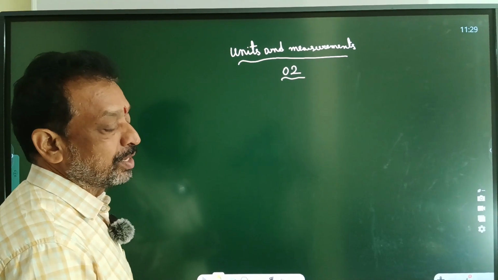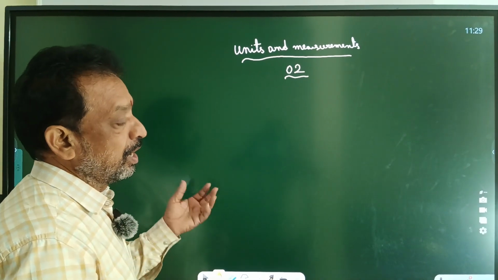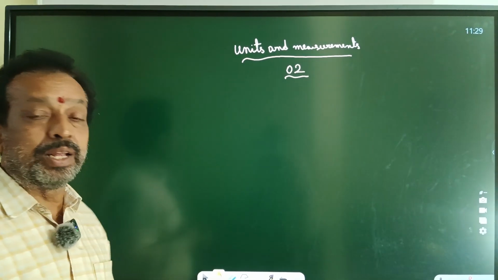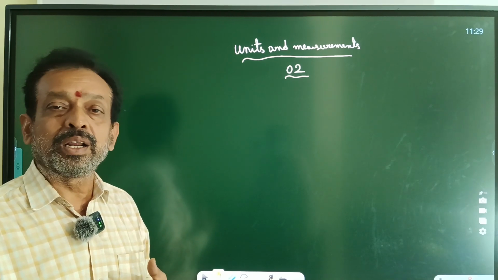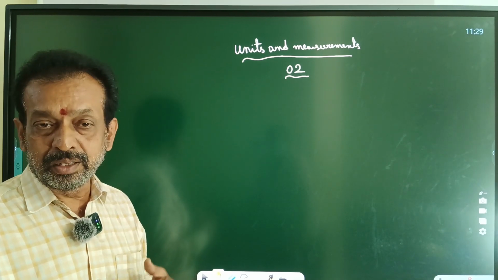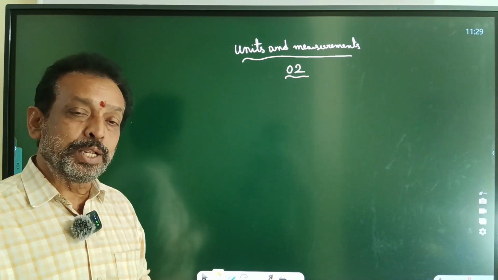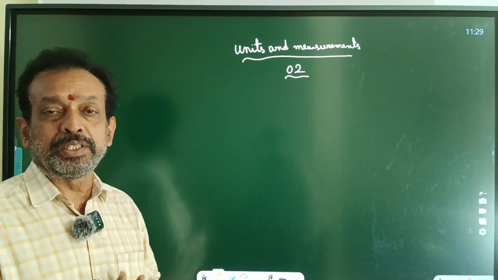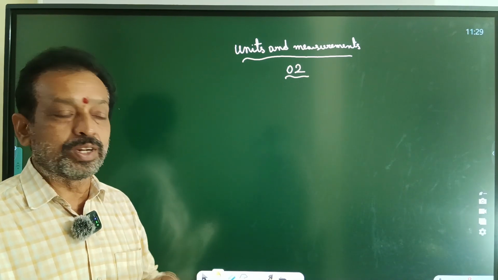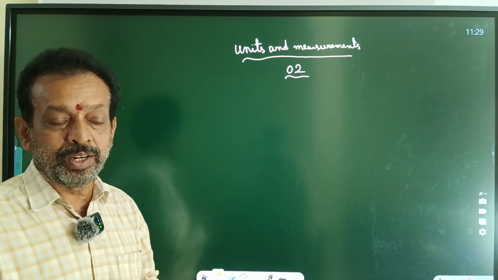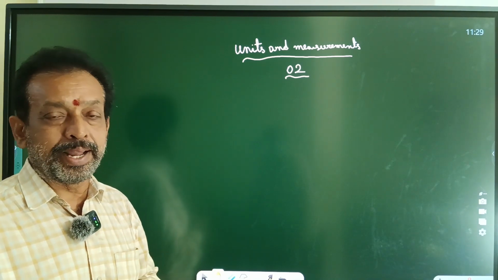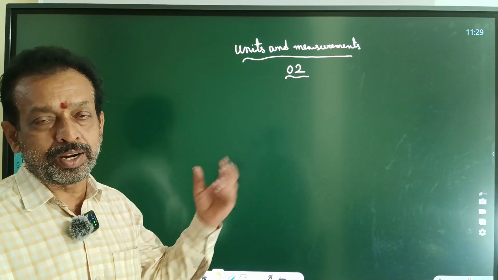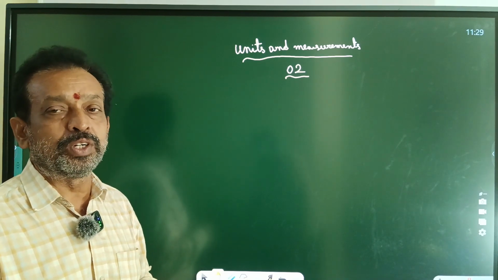So how many fundamental quantities are there? There are 7. And what are they? Mass, length, time, temperature, electric current, luminous intensity or brightness, and the last one is amount of substance or mole. We discussed it, and also two supplementary quantities are there: plane angle and solid angle. From that I also gave a question that came in 2022.